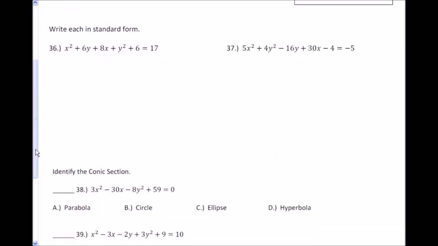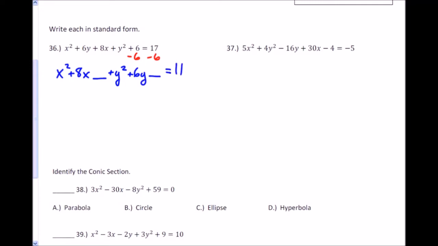Number 36 says to write each of these in standard form. So if I want to write this in standard form, the first thing I have to do is create space. I'm going to subtract the 6 from each side. So I'm just completing the square twice here. That's x squared plus 8x. And notice I'm organizing things as I go. The plus y squared plus 6y, with a little space, equals an 11.